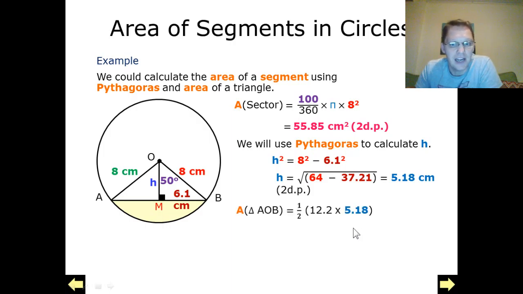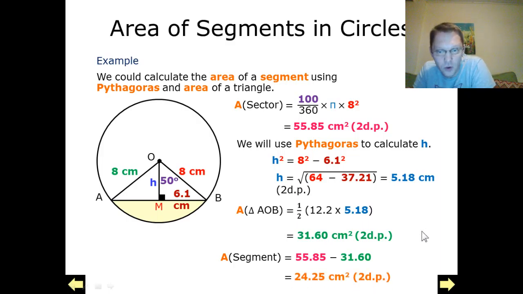So this means if I put this into my area of AOB, 1/2 times 12.2 times 5.18, that gives me 31.60 centimeters squared to 2 decimal places. And then subtracting, that gives me 24.25 centimeters squared to 2 decimal places.